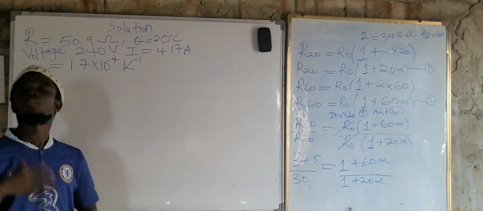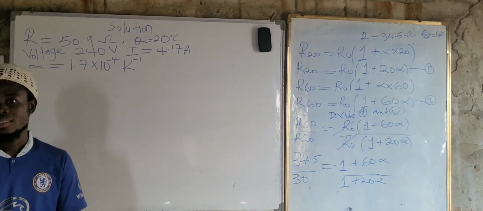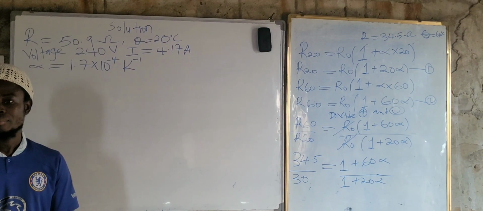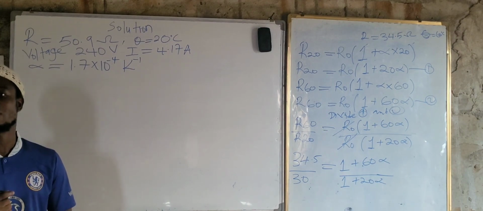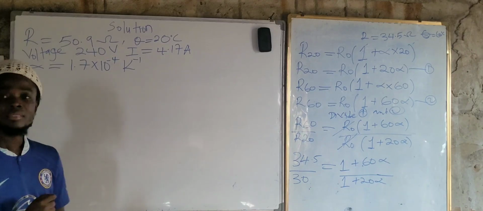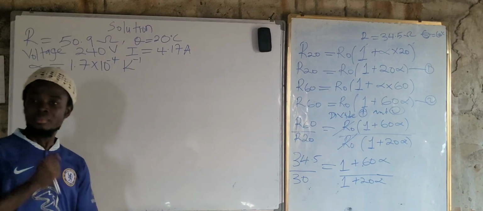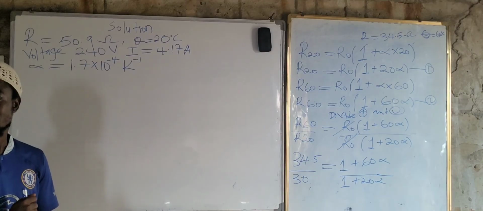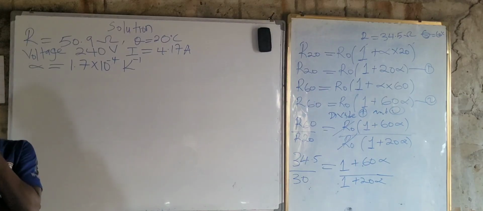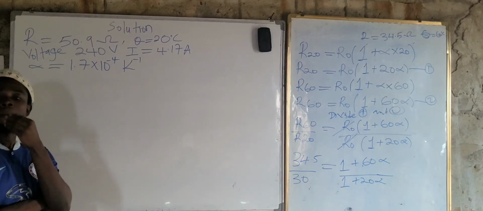But if you observe the question here, what's the question here? Calculate the temperature reached by the electric wire if the temperature coefficient is given. We are given the temperature coefficient here. We have to find our theta, where the resistance at 20 degrees.